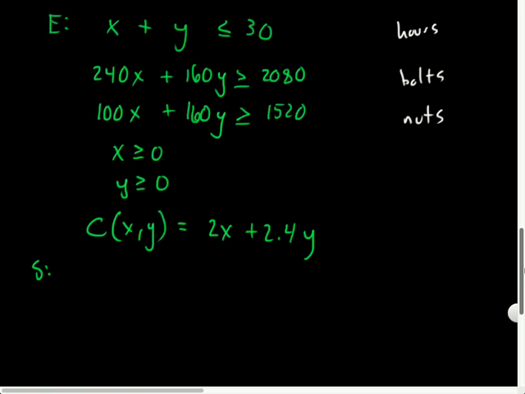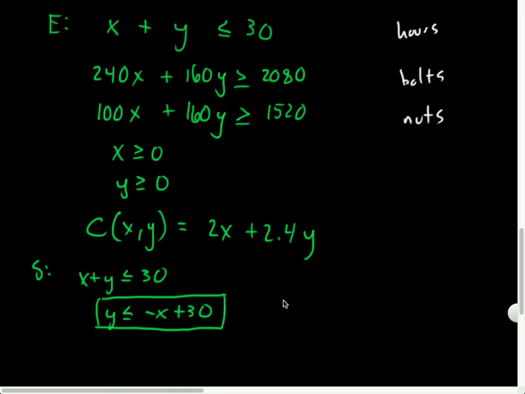All right. I think we could do y equals mx plus b for all of these. So for these three equations, x plus y is less than or equal to 30. I could subtract x from both sides. I'm going to have y is less than or equal to negative x plus 30. There's one. Then I'll have 240x plus 160y greater than or equal to 2080.